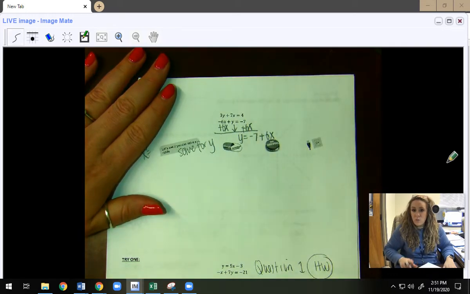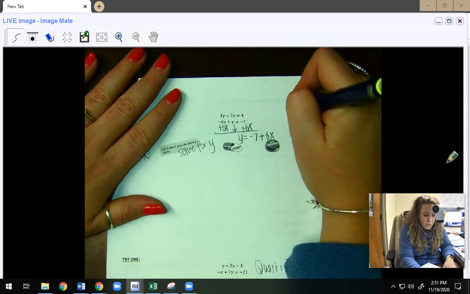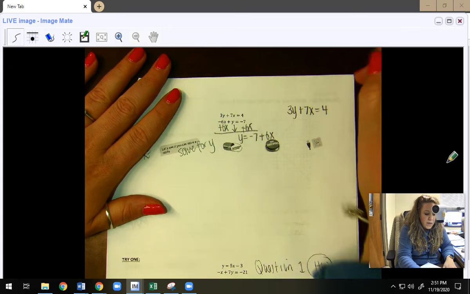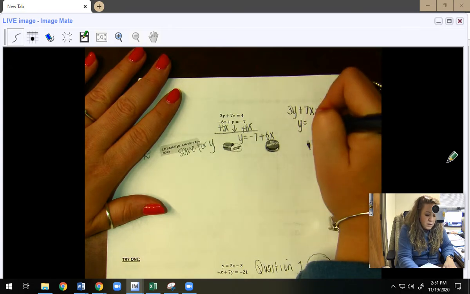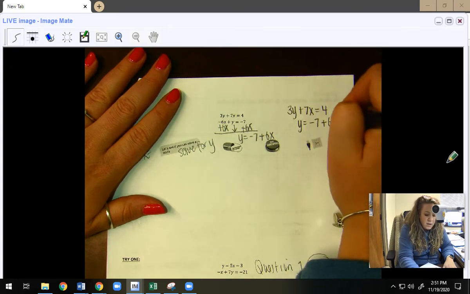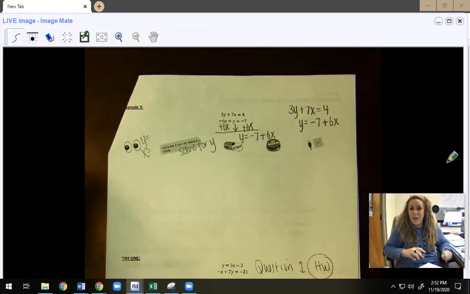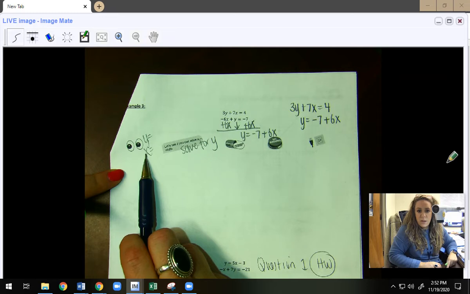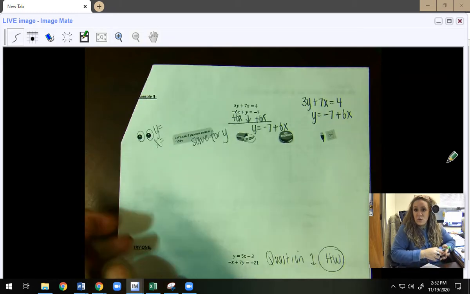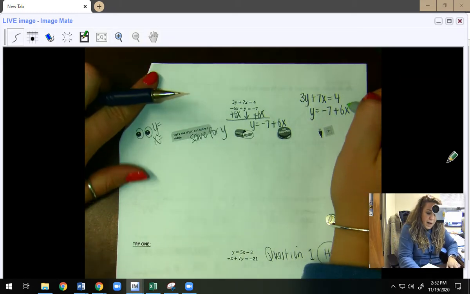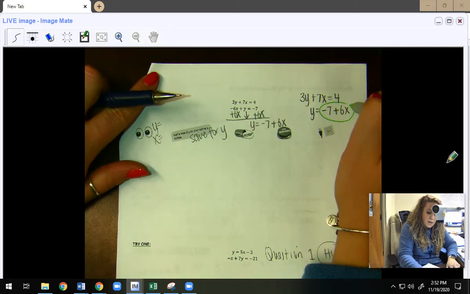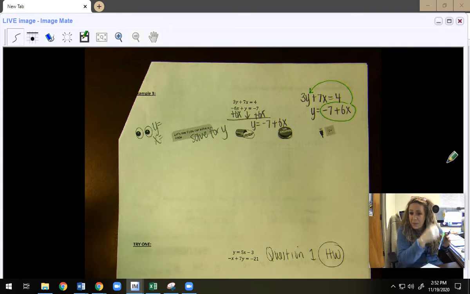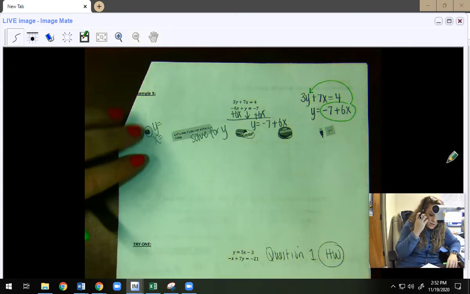Okay, so now let's rewrite the system. So really what we have is 3y plus 7x equals 4, and y equals negative 7 plus 6x. Okay, so now let's go back to step 1. Do I have y equals something or x equals something already? Yes, I do. I have y equals something. So that means that this is going to go in and substitute for y up here. Okay, so what does that leave me with?